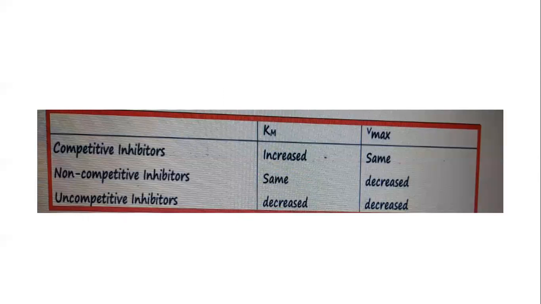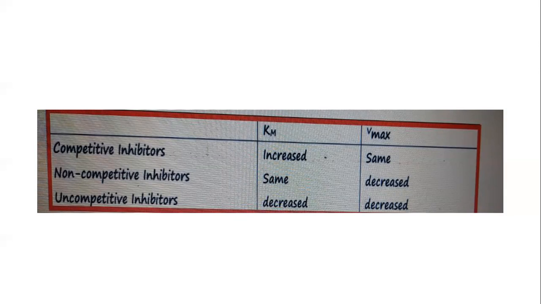Now see the table, we'll see again. Now just see this table, how easy it has become for us to remember in the exam. Competitive, yes. When there is competition, I'm going to run more kilometers because I have to train myself. So Km increased. Vmax remains the same because I'm going to run with the same speed. Second one, non-competitive inhibitors. Km remains the same. Why? Because I am going to run a 100-meter race, and Vmax is decreased. Why is it decreased? Because even if I run slowly, my opponent is weaker, I'm going to easily win the race.